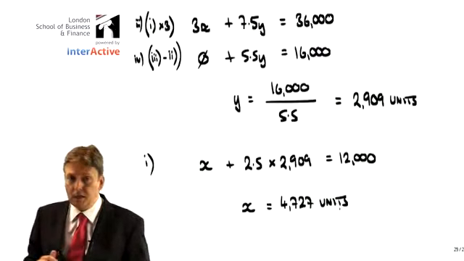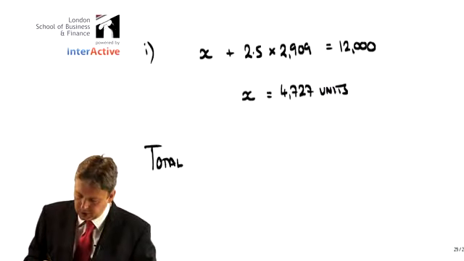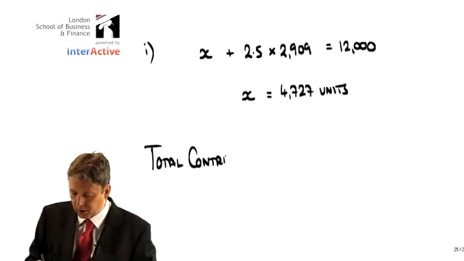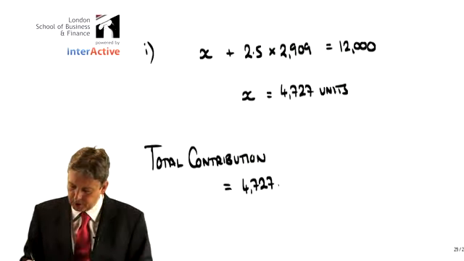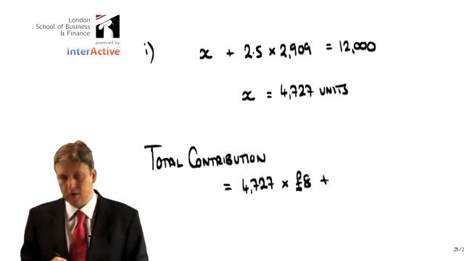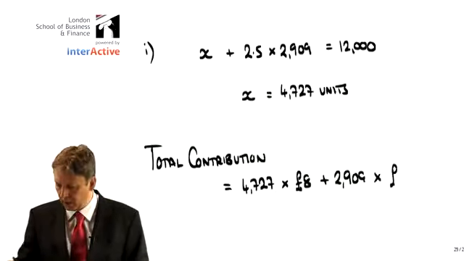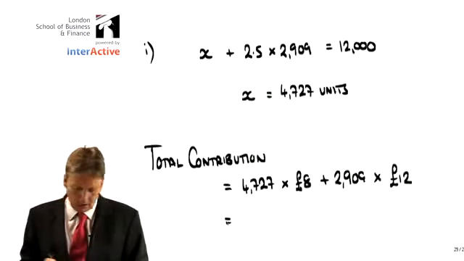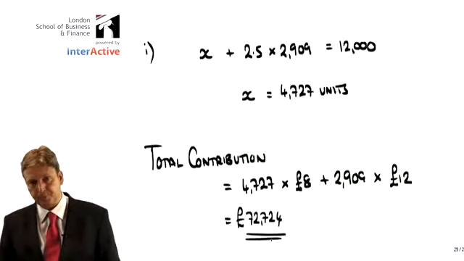One final thing before we leave linear programming. Remember what our aim was. Our aim was to establish a maximum contribution. So let's find what that contribution is. We said that the optimal solution is 4,727 units of x. And each unit of x earns £8. And it was 2,909 of y. And each unit of y earns £12. The overall contribution is £72,724. And that is the maximum amount of contribution that you may earn.